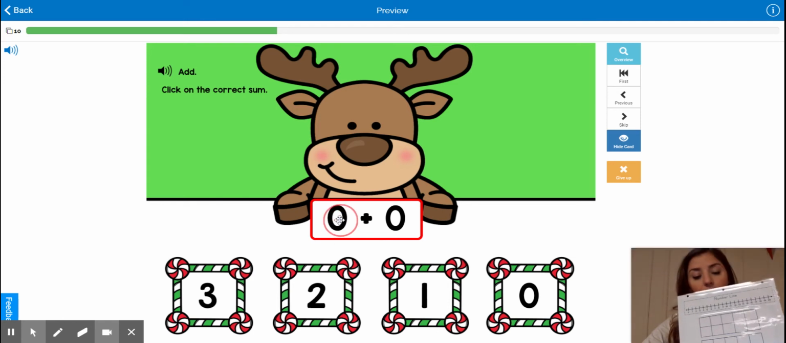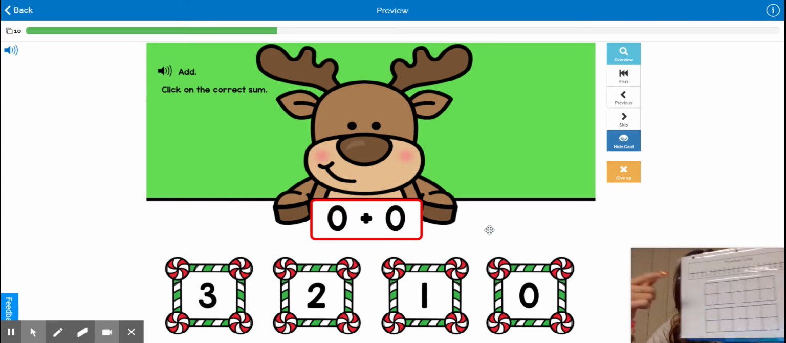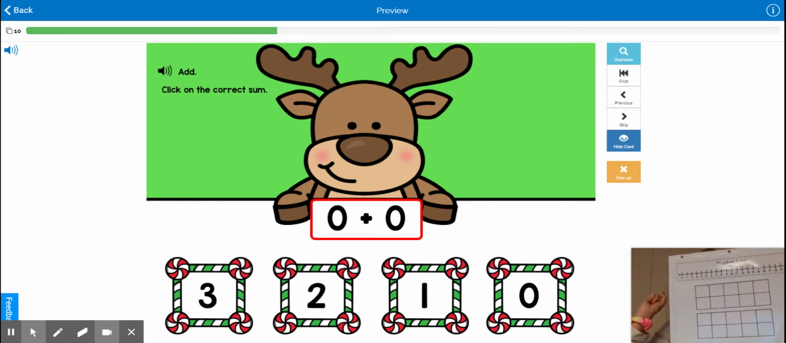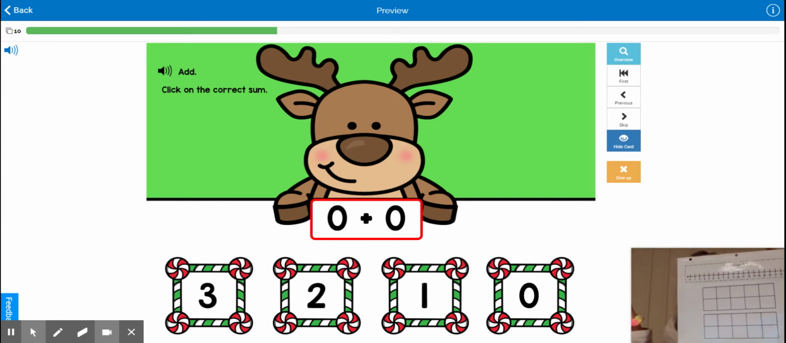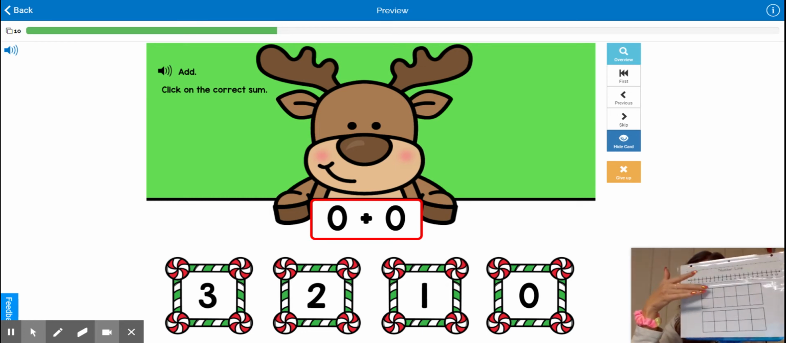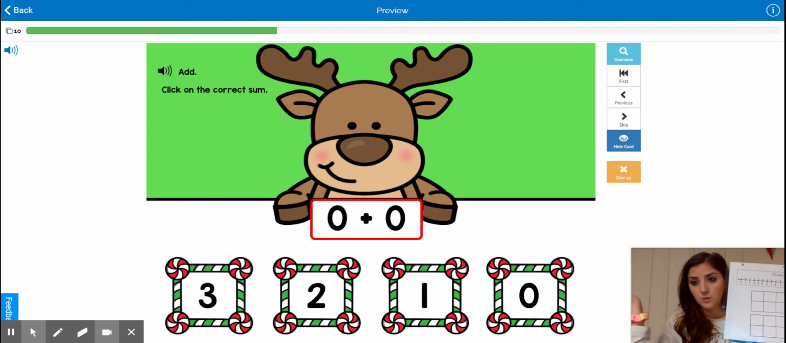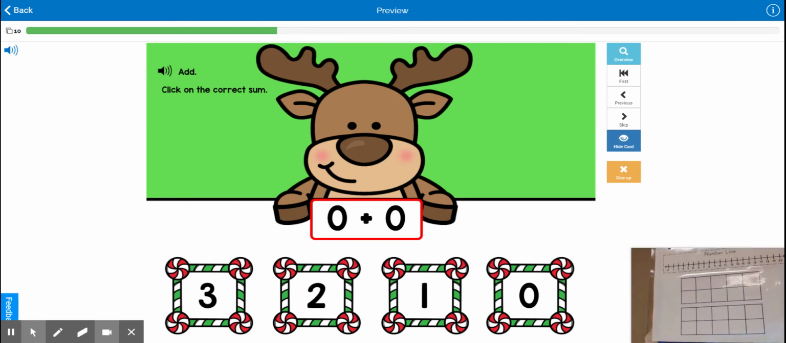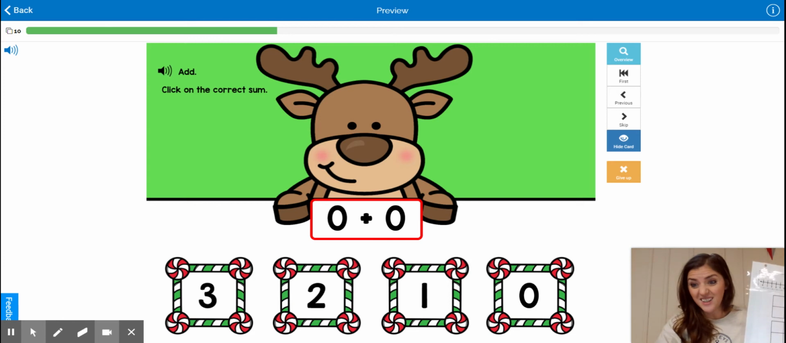I have 0, and I'm going to add 0 more. Well, 0 means nothing, so I have nothing, and I'm going to add nothing more. So what do I have? I still have nothing. I have 0.